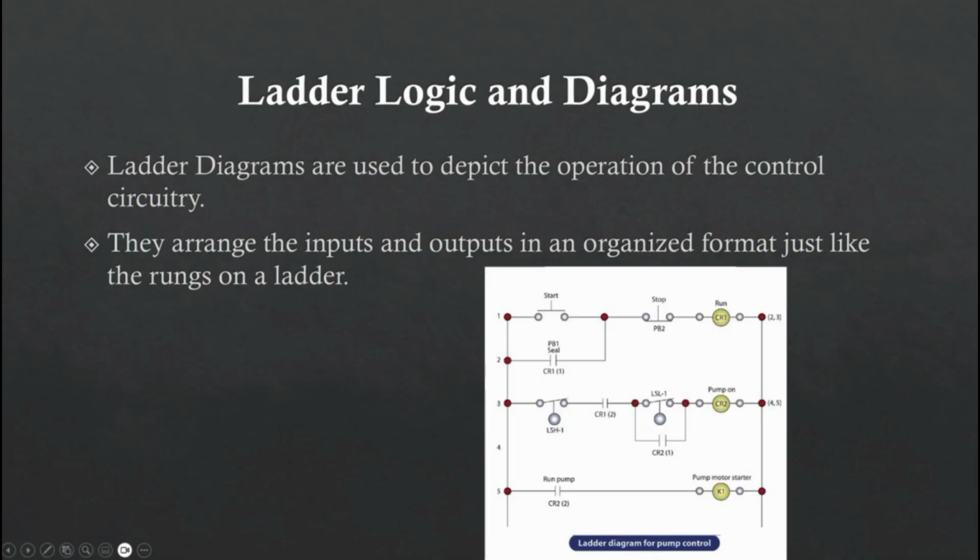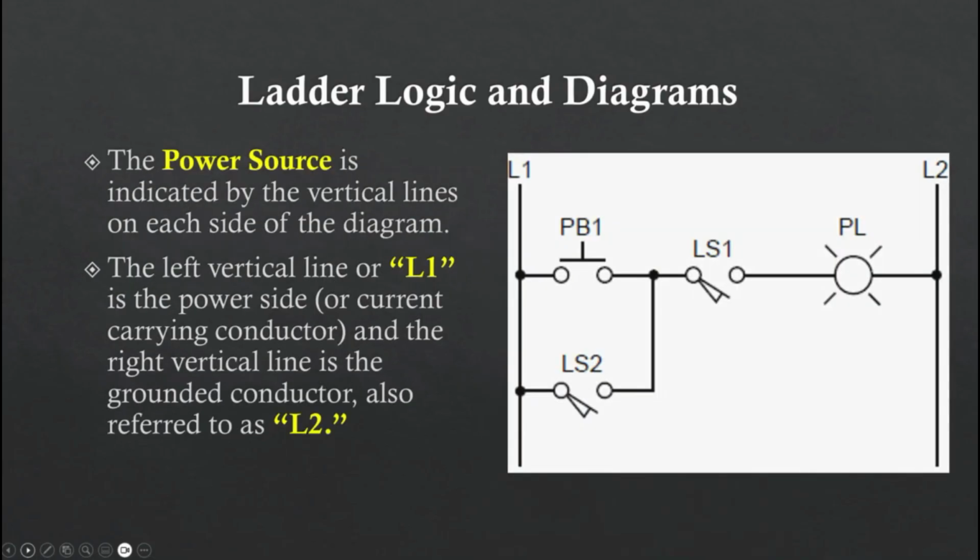As you can see in the example here in this picture, you have on the left, this is L1, and on the right would be L2. So L1 is typically your energized part of the circuit, or the hot, and L2 will be your neutral. The power source is indicated by the vertical lines on each side of the diagram. The left vertical line, or L1, is the power side, or current carrying conductor, and the right vertical line is the grounded conductor, also referred to as L2.